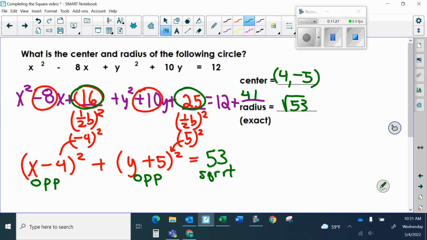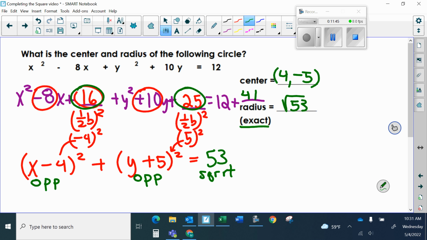Now, if square root of 53 simplified, I would need to simplify it. It does not simplify, so I'm done. That's the exact answer. Notice it asked for exact. It didn't ask to round to the nearest 10th or 100th, or else I'd put it in the calculator and round. You always give exact answers unless it tells you to round.